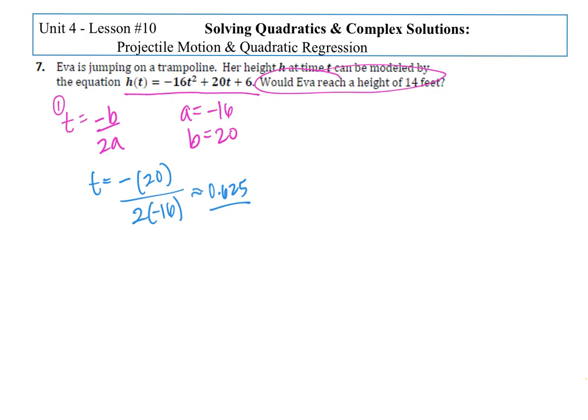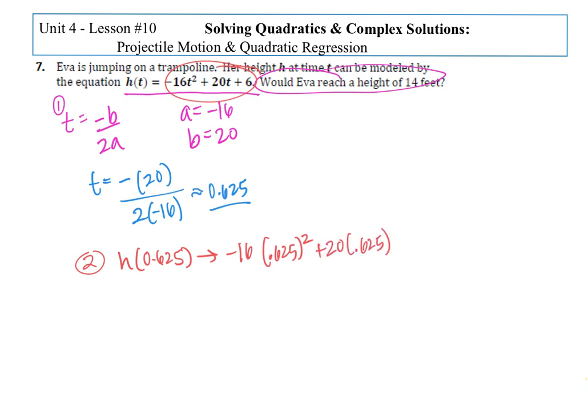Now we're going to do our step 2, which is plug in for t. We're finding h of 0.625. And we're calculating this. So we have negative 16 times 0.625 squared, using again this equation above, plus 20 times 0.625 plus 6. And we just go now and type all this into our calculator, and we're going to get 12.25. This is Eva's highest that she can go.